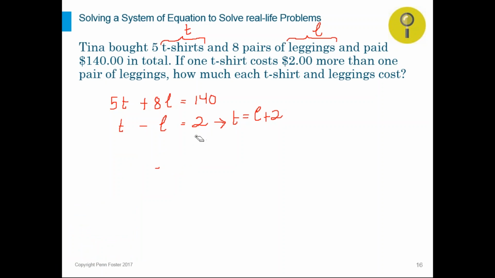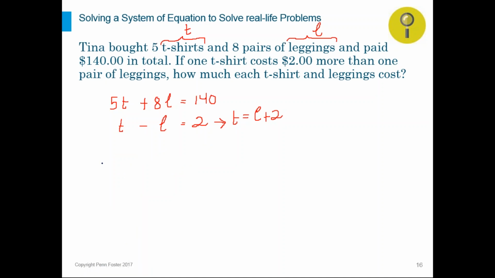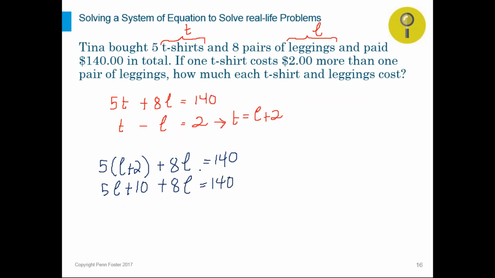So I'm going to use L plus 2 in place of the T in the first equation. So 5 times T, so 5 times (L plus 2), plus 8L equals 140. Okay, distribute the 5 over the L and the 2. 5 times L is 5L. 5 times 2 is plus 10, because positive times positive. And then I still have plus 8L equals 140.